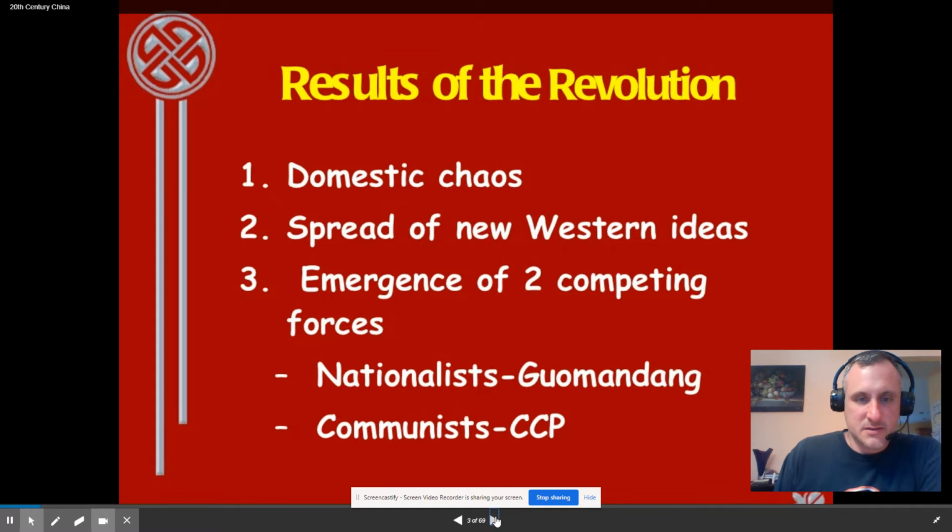Two parties end up emerging. This is number 3 on your notes. The two answers are the Nationalists, which was known as the Kuomintang, and the Communists, which is the CCP, or Chinese Communist Party. And I actually took like several courses, like 5 courses in college, and this is what I wrote my thesis paper about.